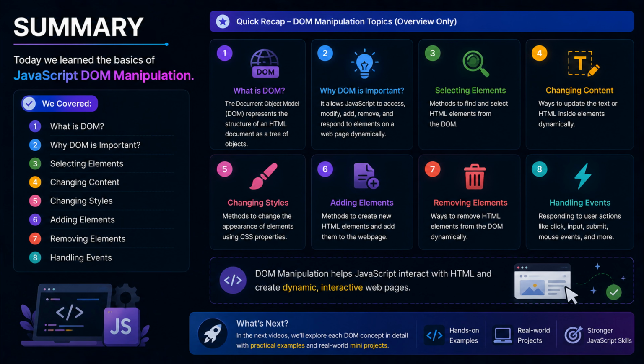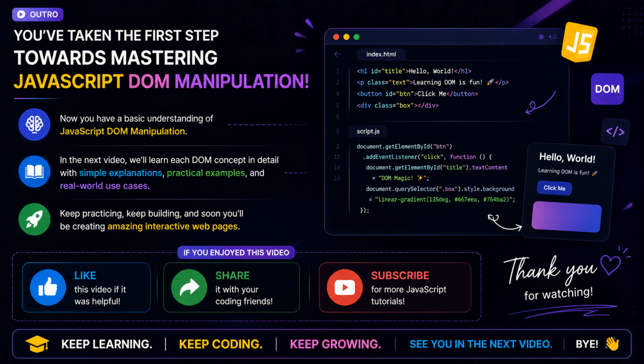Summary. Today we learned the basics of JavaScript DOM manipulation. We covered what is DOM, why DOM is important, selecting elements, changing content, changing styles, adding elements, removing elements, and handling events. DOM manipulation helps JavaScript interact with HTML and create dynamic, interactive web pages. In the next videos, we'll explore each DOM concept in detail with practical examples and projects.